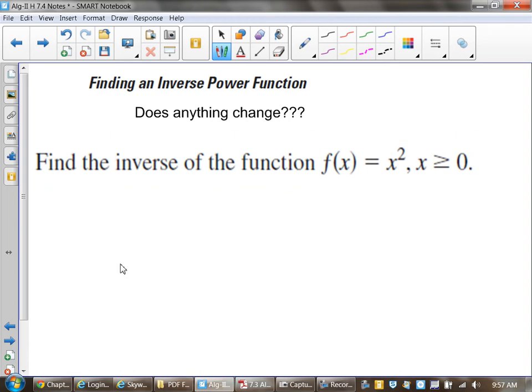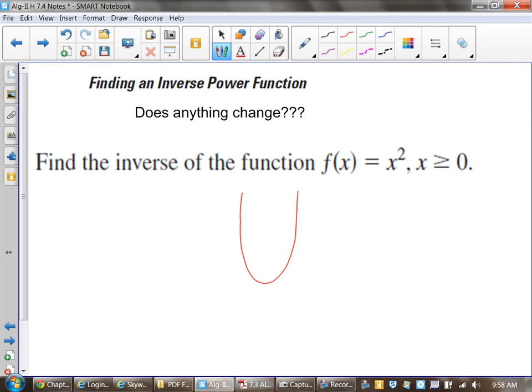Find the inverse of a power function. Again, this is a nonlinear function. The only thing that changes here, why I left that note up there, is notice what they tacked onto the end there. X has to be greater than or equal to 0. We should all know what the graph of x squared looks like. What does it look like? It's a parabola. You guys all agree? It's up like a cup and it's a parabola.